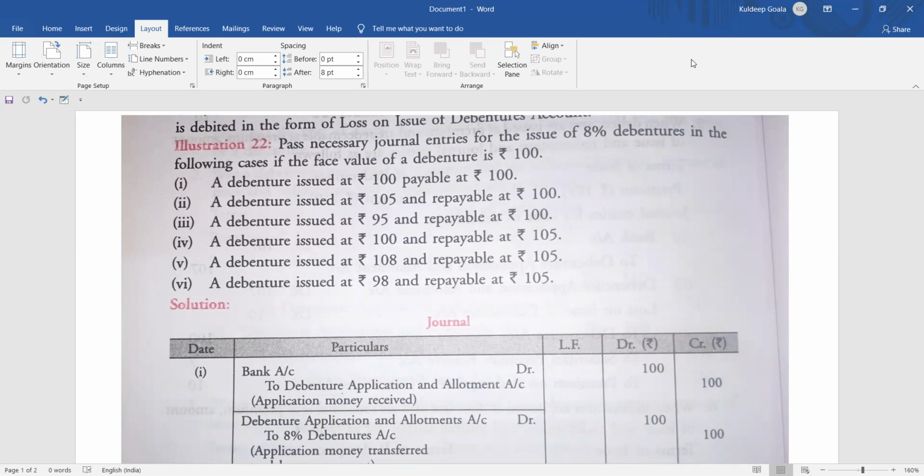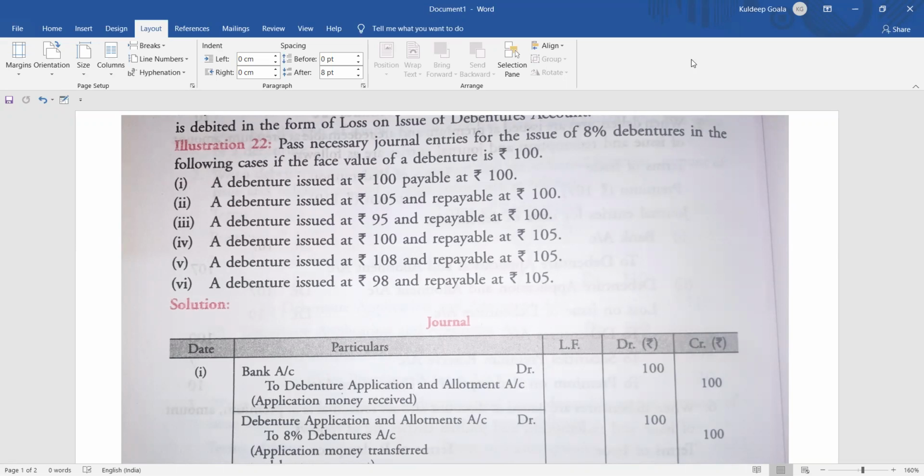Today I'm going to take up a very important part of debenture. Today's class will be on debenture, where we are going to learn a very important part which is important for your board exams also. So today we are going to learn an important topic of debenture, which is titled conditional issue of debenture.